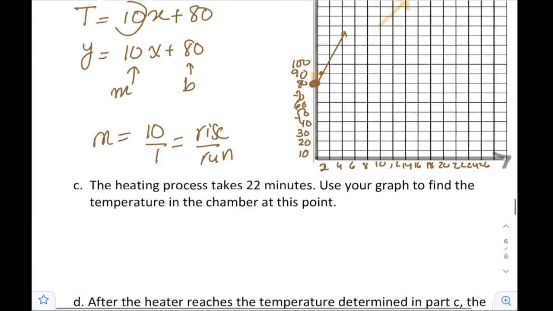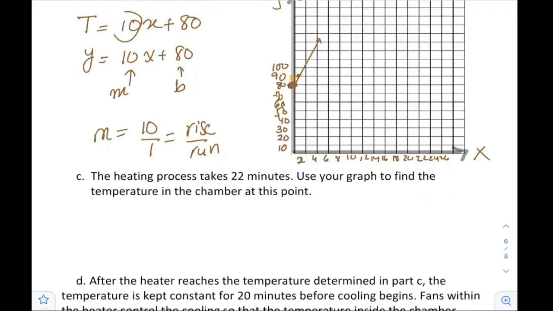Now, what is required in the next part? The heating process takes 22 minutes. 22 minutes, so X is 22. Use your graph to find the temperature in the chamber at this point.